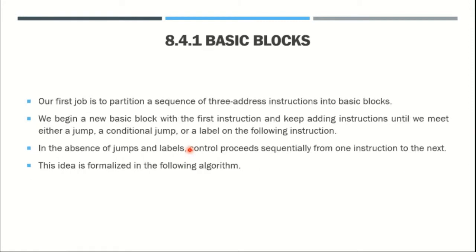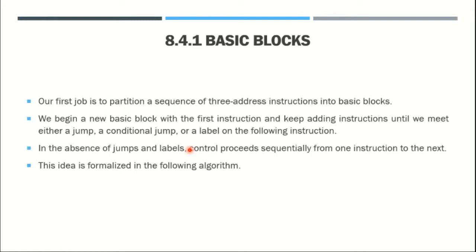Next, how can we divide intermediate code representation into different basic blocks? In the process of constructing the flow graphs, our first job or function is how to divide such 3 address instructions into basic blocks. For that purpose, we begin a new basic block with the first instruction. So in 3 address code representation, the first basic block is the beginning instruction of that particular 3 address code, and we keep adding instructions.